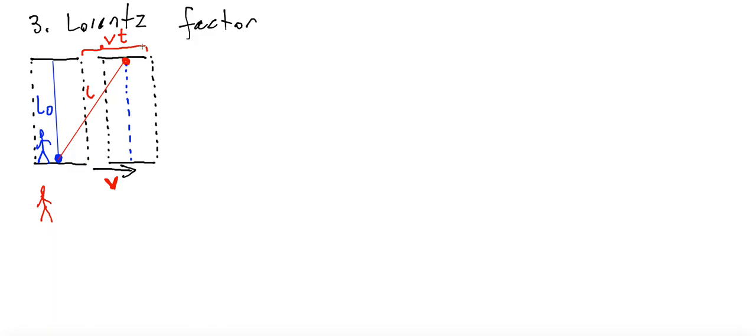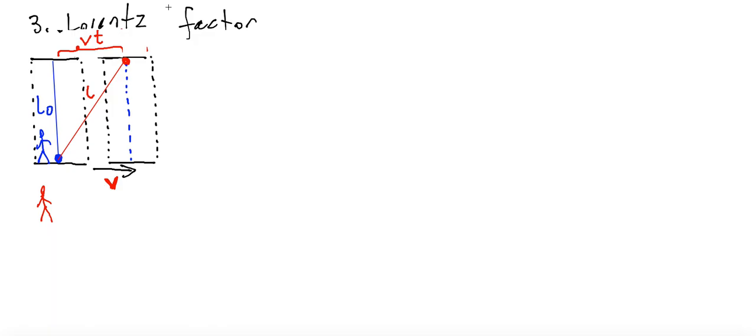I hope it's clear. So again, the observer who is inside the clock sees the distance traveled by the photon as L0. The observer who is outside the clock sees the distance traveled by the photon as L.